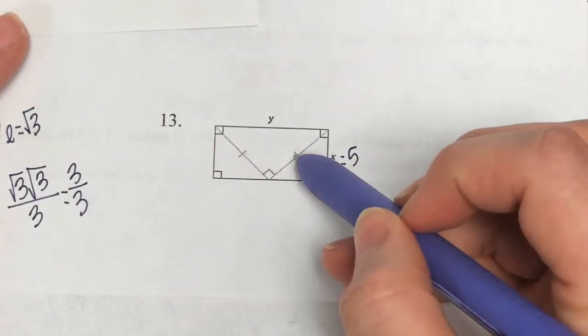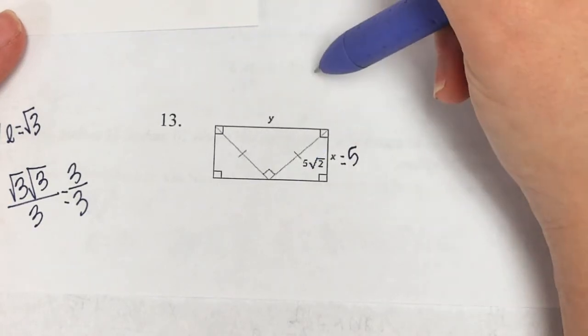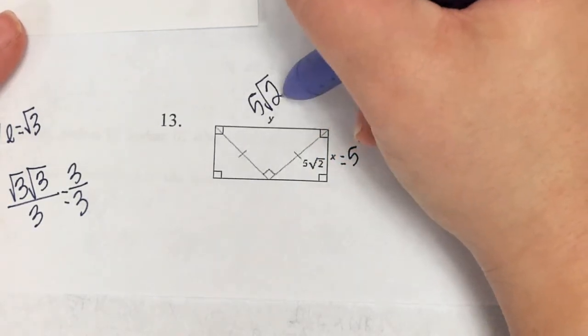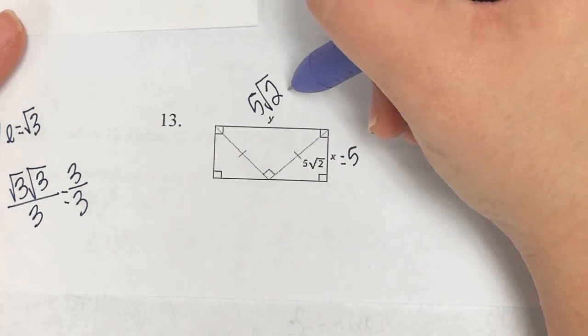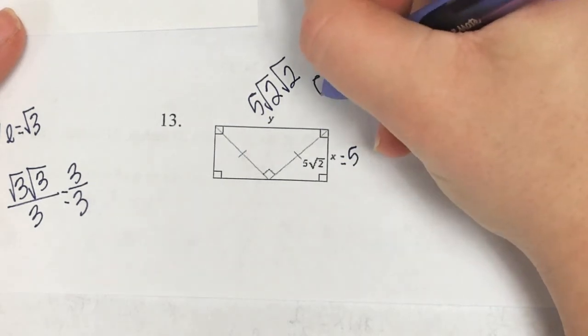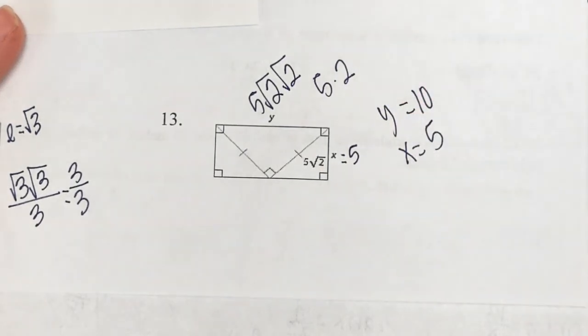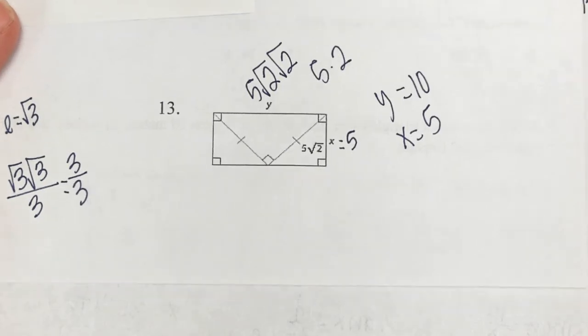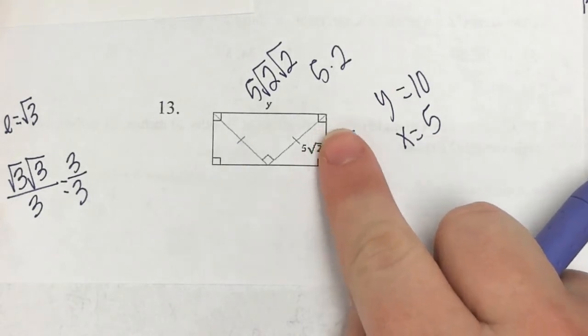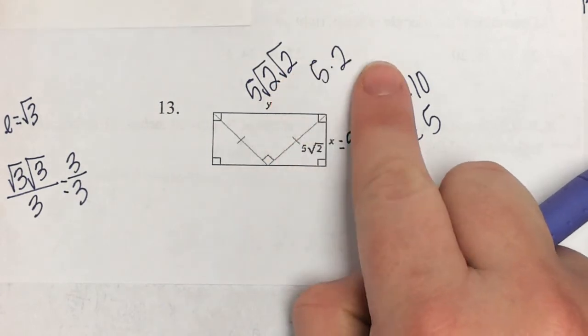Okay? And if this is 5 square root of 2, then this side is 5 square root of 2. So to find your hypotenuse, you would do 5 square root of 2 times what? Just the square root of 2. Square root of 2 times square root of 2 is square root of 4, which is 2. So 5 times 2 is 10, so y is equal to 10, x is equal to 5. Did y'all follow me on that one? Square root of 2 times the square root of 2 is the square root of 4. Square root of 4 is 2. 5 times 2 is 10.